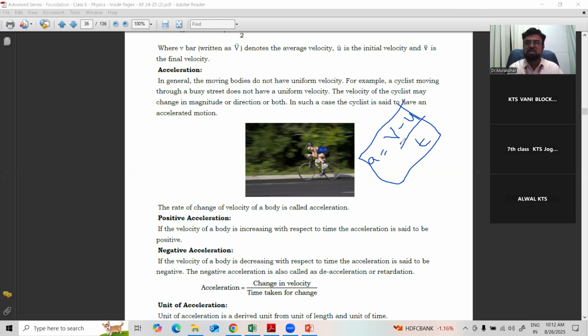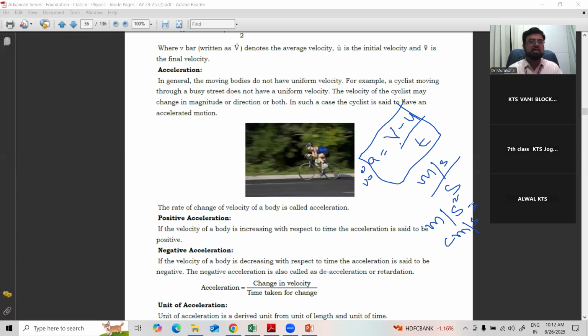V is the final velocity, U is the initial velocity, T is the time taken. So V minus U is nothing but change of velocity, and T is the time. So change of velocity in a given time is nothing but the rate of change of velocity, which is termed as acceleration. As we know, velocity is measured in meters per second and time is measured in seconds. So meter per second squared, or centimeter per second squared, is the unit for acceleration.